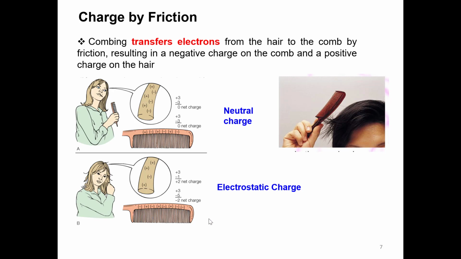In the case of the comb, it gains electrons, and now the comb is negatively charged. The net charge of the hair is positive, and the net charge of the comb is negative. This is why when we move the comb close to our hair, we see the hair is attracted by the comb, because we know positive and negative charges attract.